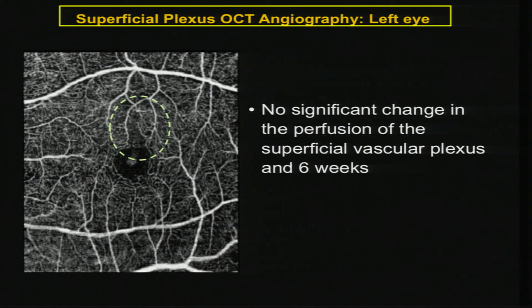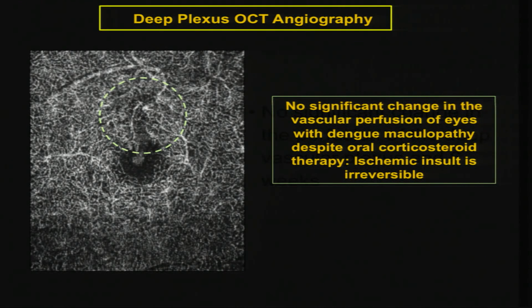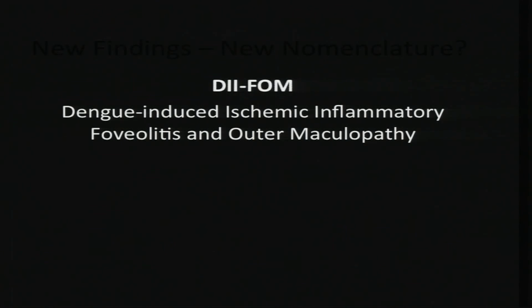No significant change in the perfusion of the superficial plexus at 6 weeks, and no significant change in vascular perfusion of eyes with dengue maculopathy despite oral steroids. So some of the inflammatory components can be taken care of, whereas ischemic insult is invariable. So this is something we are publishing again, dengue-induced ischemic inflammatory foveolitis and outer maculopathy, again something which we have named the entity based on Angio OCT and OCT.